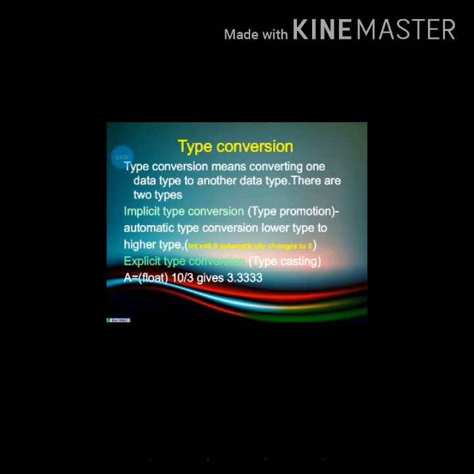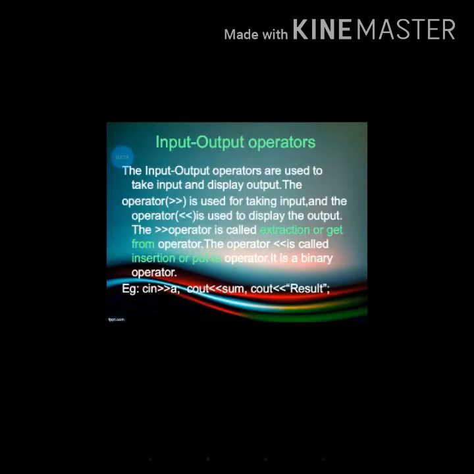Next, input output operators. The input output operators are used to take input and display output. The >> operator is used for taking input and the << operator is used to display the output. The >> operator is called extraction or get from operator. The << operator is called insertion or put to operator. It is a binary operator. Example: cin>>a, cout<<sum, cout<<result, etc.